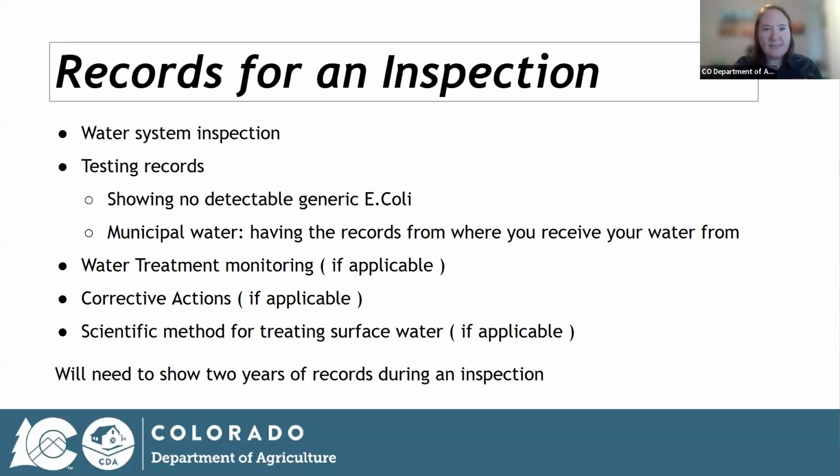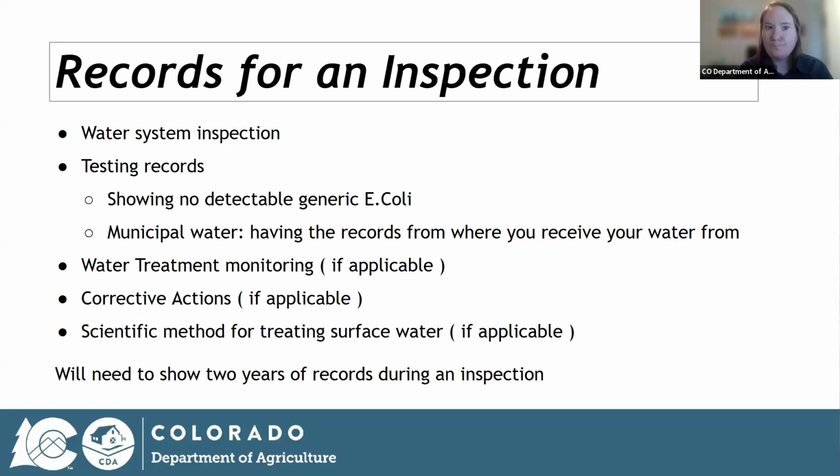As far as records, especially for an inspection, these are the ones that we will be looking for. One of them is the water system inspection. So this one also needs to be done on an annual basis. You need to be making sure that your water system is not going to be contaminating your water.